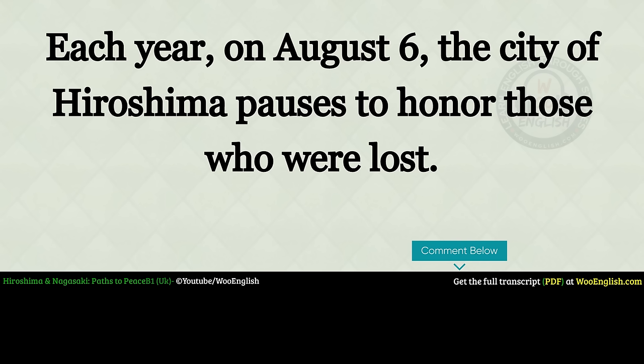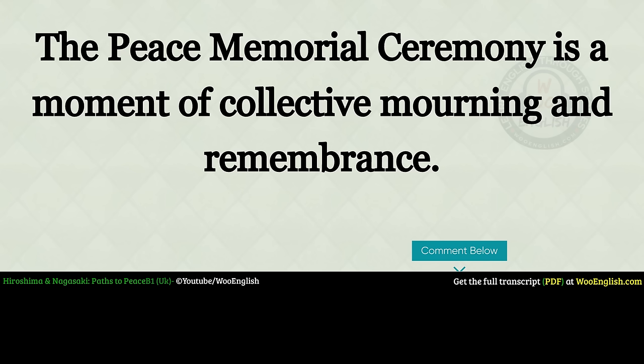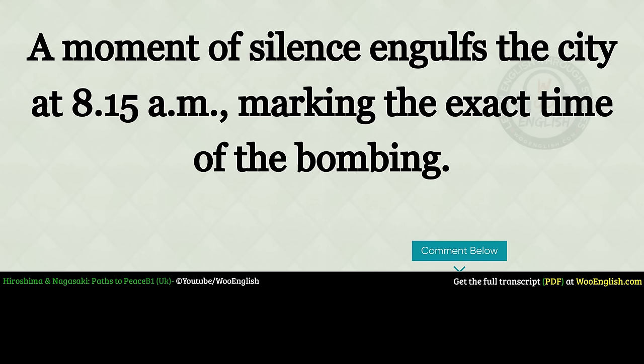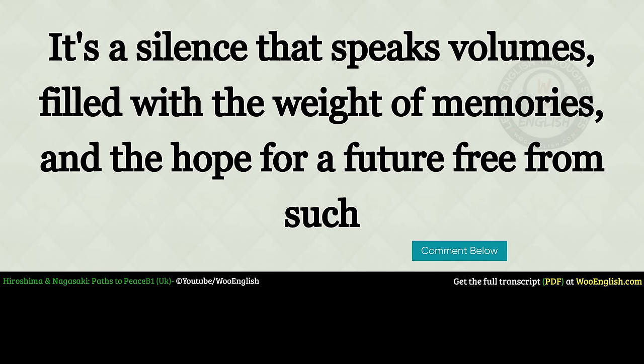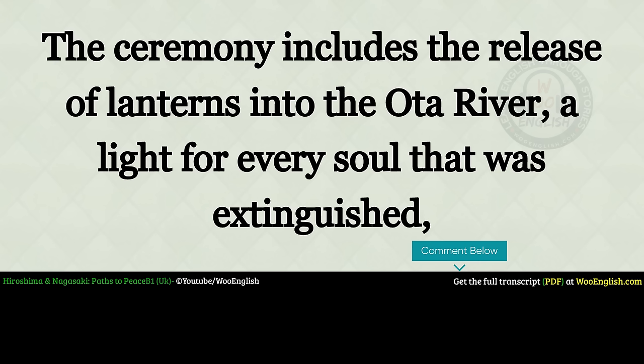Each year, on August 6th, the city of Hiroshima pauses to honor those who were lost. The peace memorial ceremony is a moment of collective mourning and remembrance. A moment of silence engulfs the city at 8:15 a.m., marking the exact time of the bombing. It's a silence that speaks volumes, filled with the weight of memories and the hope for a future free from such sorrow. The ceremony includes the release of lanterns into the Ota River, a light for every soul that was extinguished, guiding them in peace.